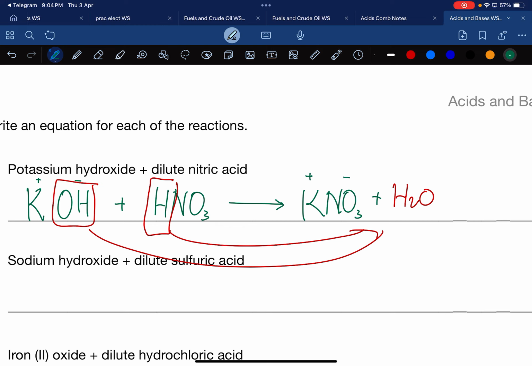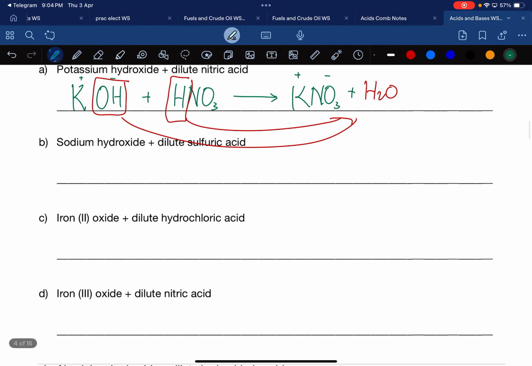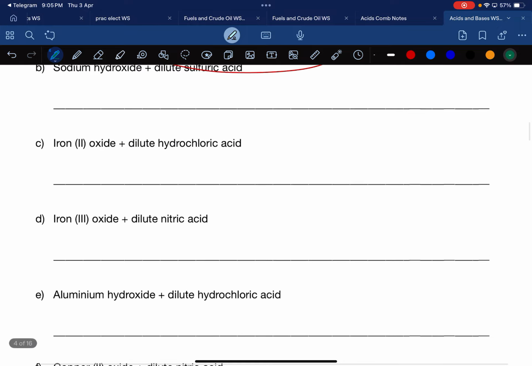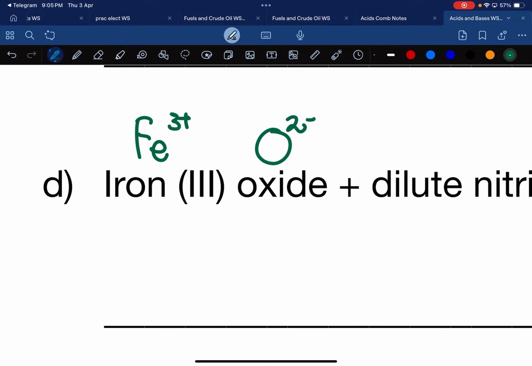Will it always be this case? Definitely not. Okay, let's go for part D. Iron 3 oxide. Iron 3 is Fe3 plus. Oxide is O2 minus. Now, can you tell me what is iron 3 oxide? The charges don't balance out, right? 3 and 2. So what to do?